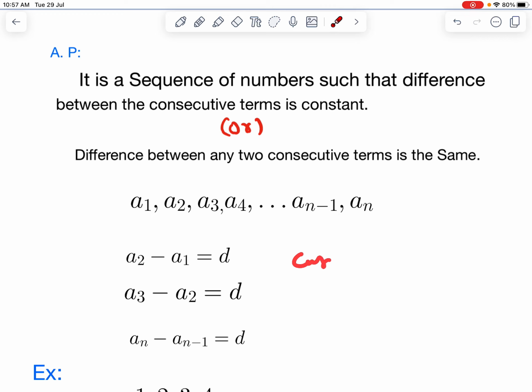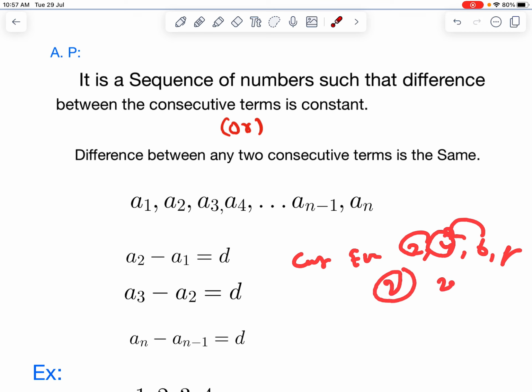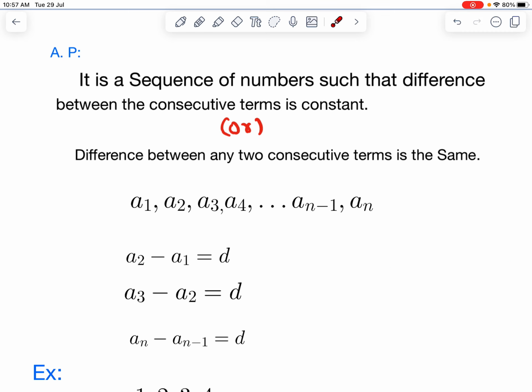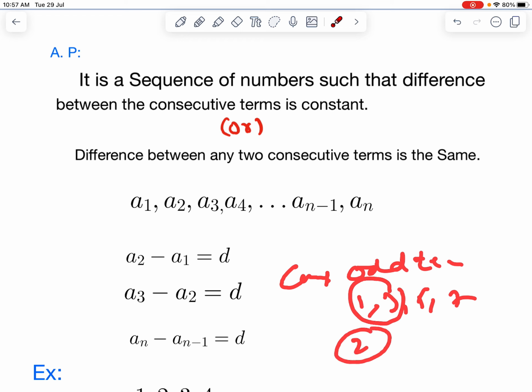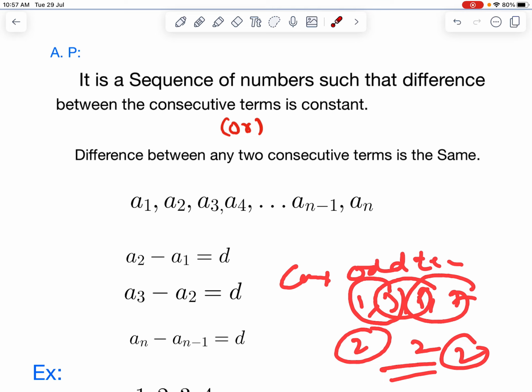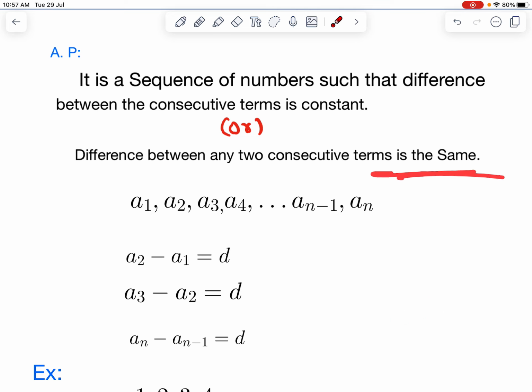And consecutive even numbers 2, 4, 6, 8. You can observe 4 minus 2, 2. 6 minus 4, 2. The difference is the same. Consecutive odd terms 1, 3, 5, 7. The difference between 3 minus 1, 2. 5 minus 3, 2. 7 minus 5, 2. Okay, therefore the constant is the same. Difference between any two consecutive terms is the same.